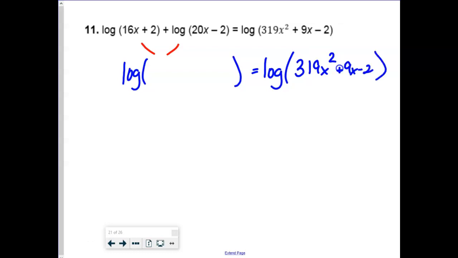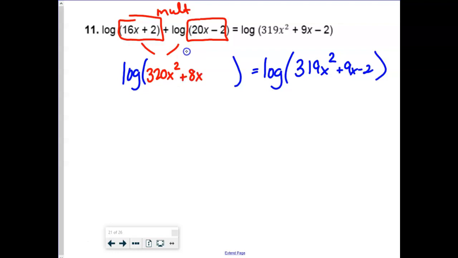So this would be like the part in my math where I'm worried I'm going to screw it up because it's me. So if I were to multiply these two together, 16x times 20x is 320x squared. And then we have a negative 32x on the outside arch plus a 40x on the inside arch. So that would be a plus 8x in the middle. And then 2 times negative 2 is negative 4.